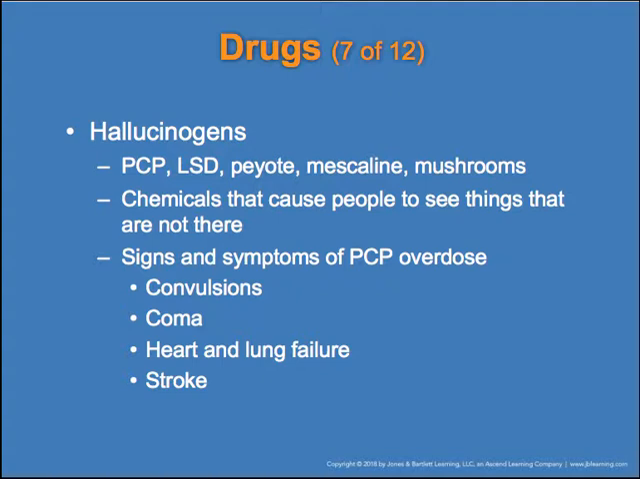practice. Hallucinogens, things like PCP, LSD, peyote, mescaline, and mushrooms. Chemicals that cause people to see things that are not there, right? These are drug overdoses where people begin to hallucinate. Signs and symptoms: convulsions, coma, heart and lung failure, as well as stroke.